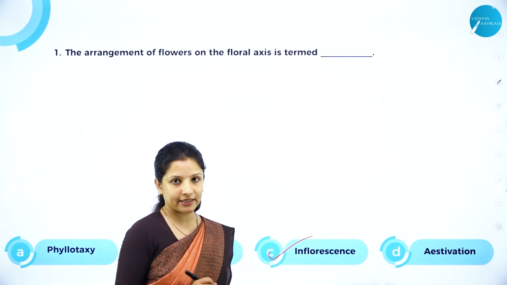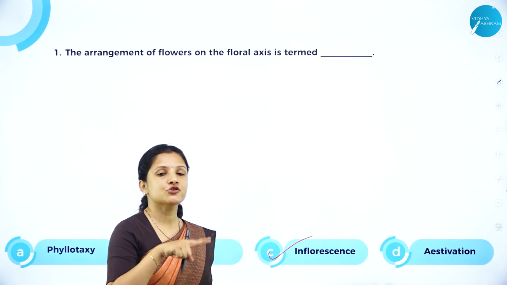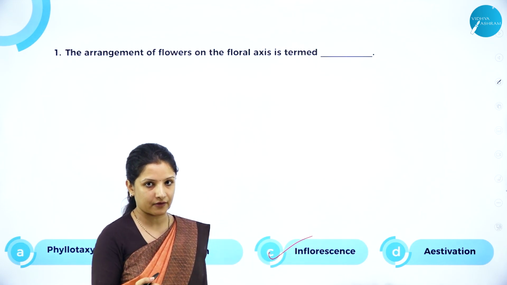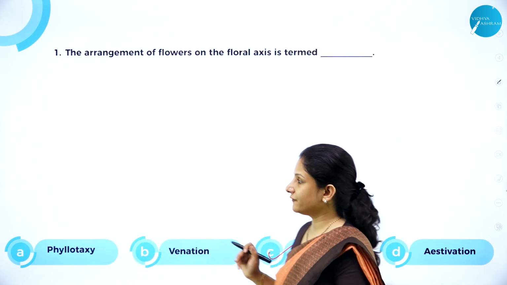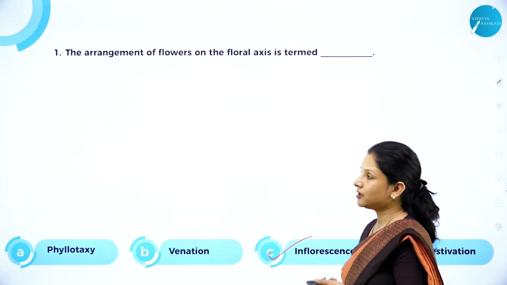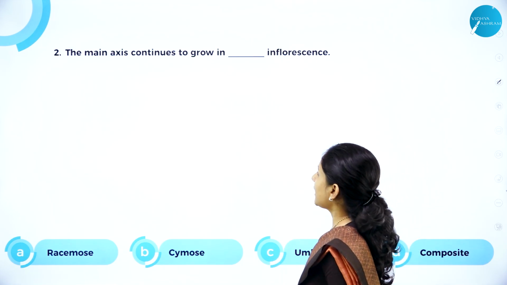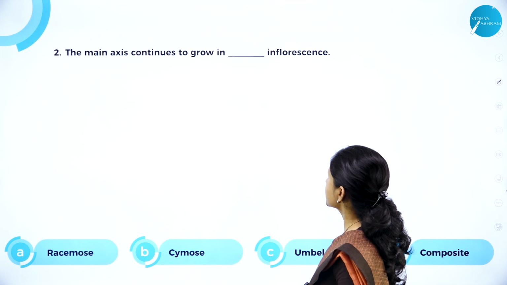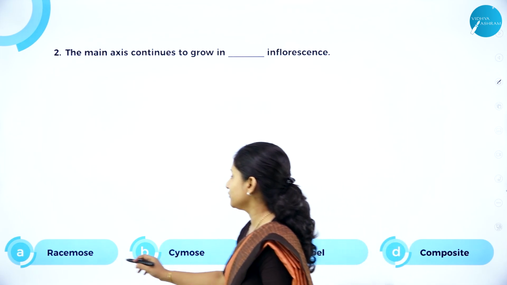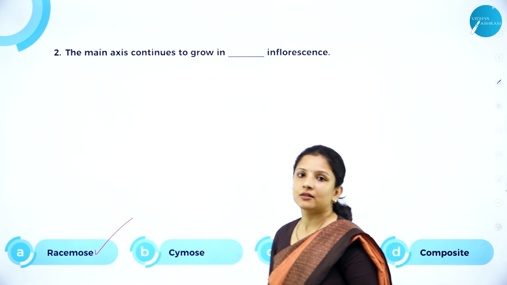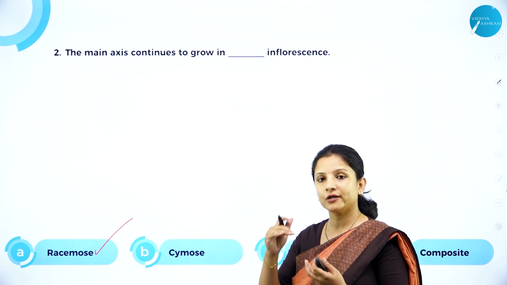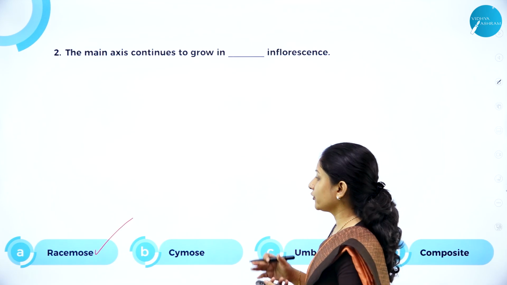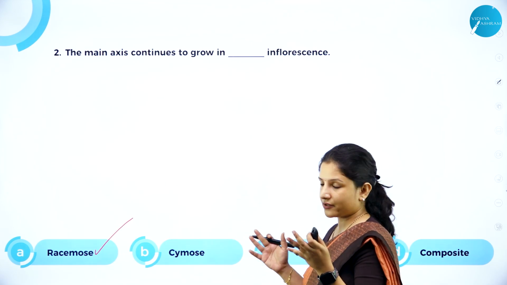Don't get confused with estivation. Estivation is the arrangement of sepals and petals in a flower. The arrangement of the entire flower on a floral axis is called inflorescence. The right option here is C, inflorescence. The main axis continues to grow in dash inflorescence. It is in racemose inflorescence because the main axis will not produce a flower. Therefore, it will continuously grow, producing flowers at the lateral ends.